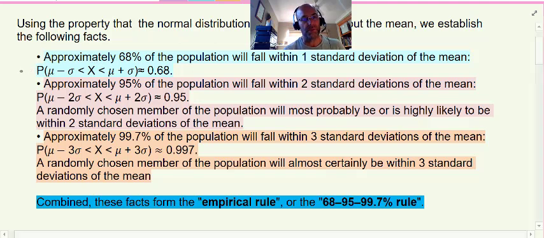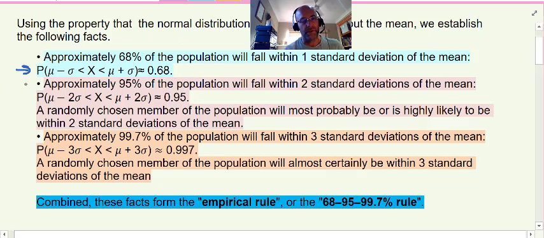So that, written as a probability, is the probability between the mean minus a standard deviation and up to the mean plus a standard deviation. So that's got a probability of about 0.68.